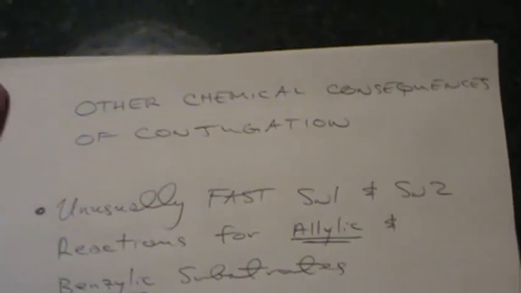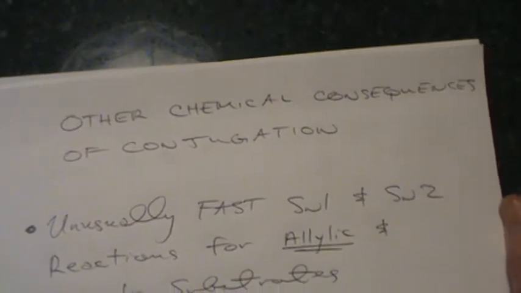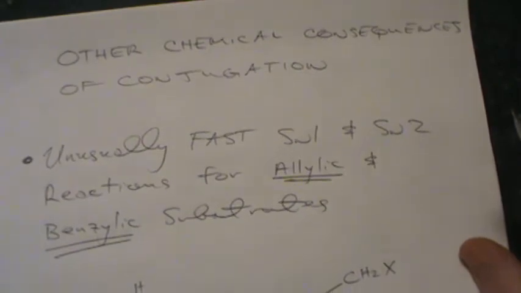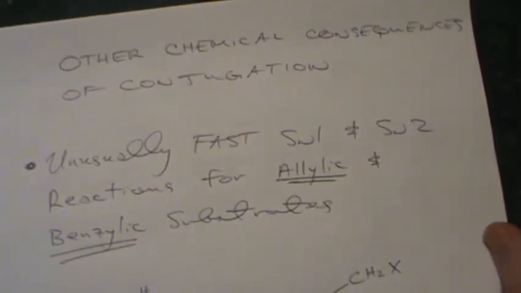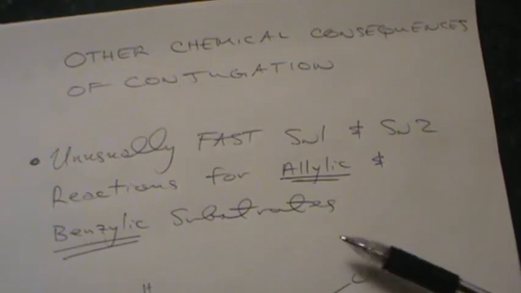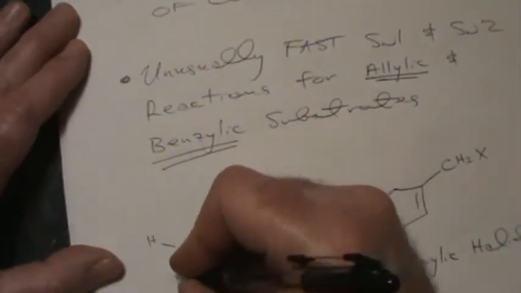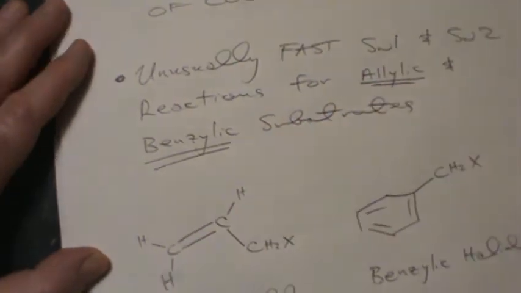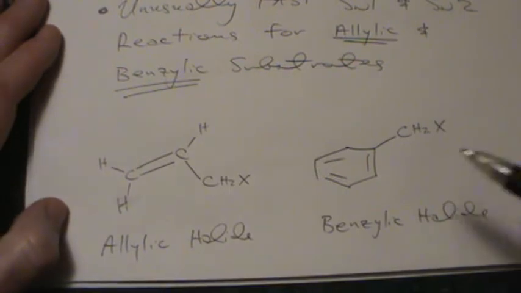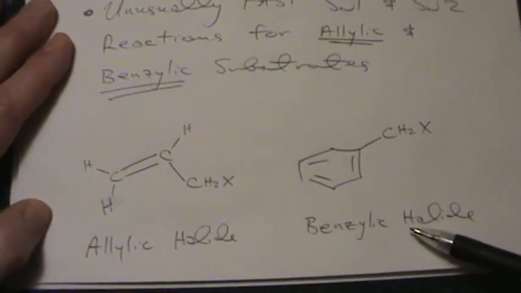Let's look at another reaction in which we will see a chemical consequence of conjugation. This is going to be a new one for us, and here we're going to talk about unusually fast SN1 and SN2 reactions for allylic and benzylic substrates. So what are allylic and benzylic substrates? They would look something like this. If we're talking about an SN2 reaction, then we'd want an allylic halide or a benzylic halide.